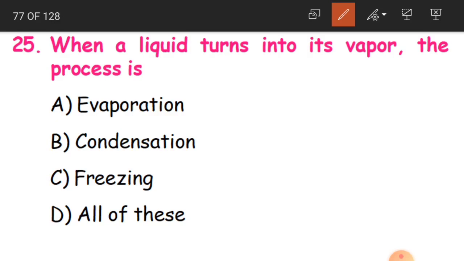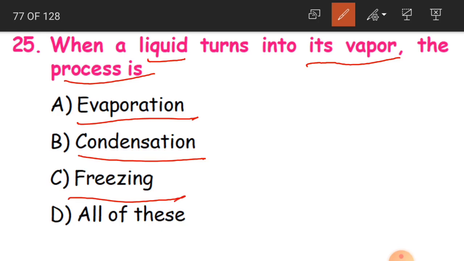When a liquid turns into its vapor, the process is, again, liquid, when it is going to turn into vapor, then this process is evaporation, condensation, freezing, or all of these. And the answer is evaporation. It is going to turn into gaseous form. So this is nothing but an evaporation process.